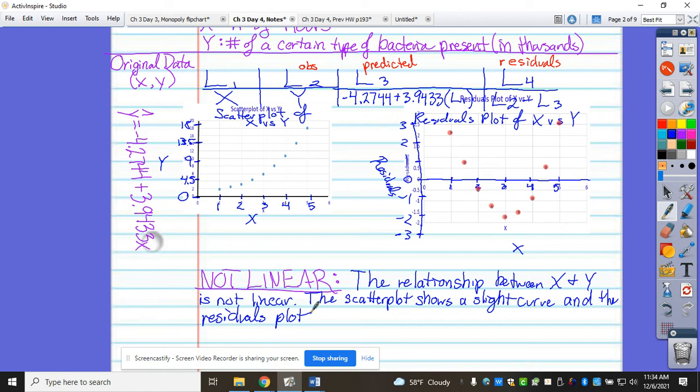So the scatter plot, what? Has a distinct pattern. So it's not linear where it is. This is what's bad with my scatter plot. This is what's bad with my residuals plot. So this is not the line of best fit.